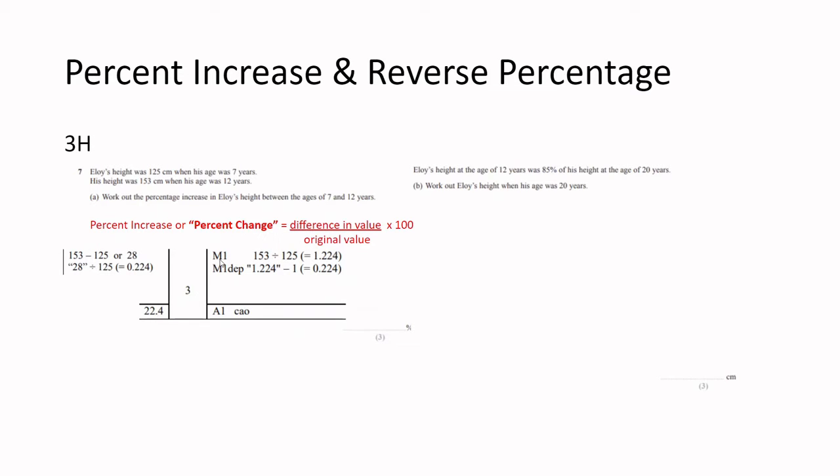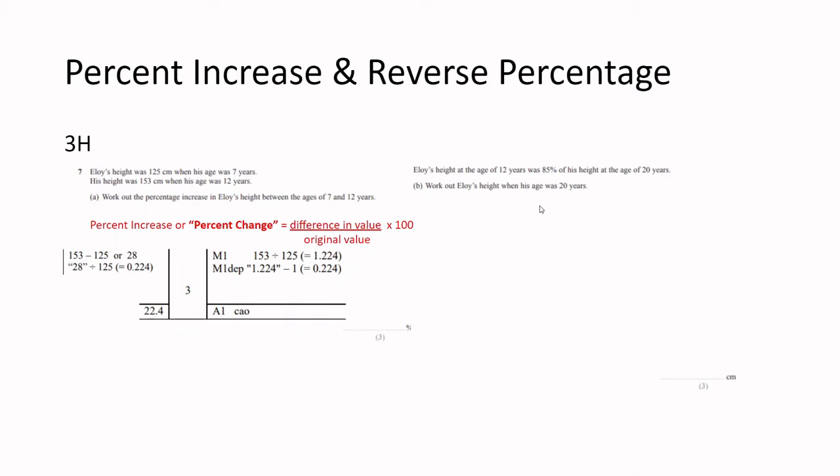So you got 1 method mark for working through either that the difference between the two values is 28, or working out that 153 divided by 125 gave us 1.224. That's 0.224 more than 100%. So that's making it a 22.4% increase. I prefer not to work this way, and I think the examiners would agree because they're showing the working this way. But that is another way of figuring out how much increase that was.